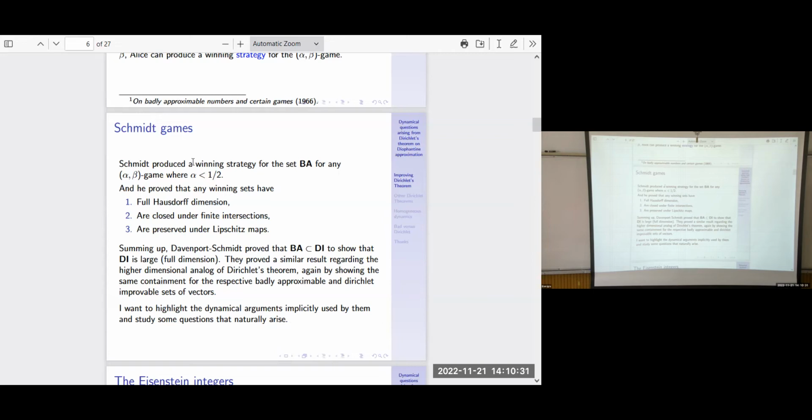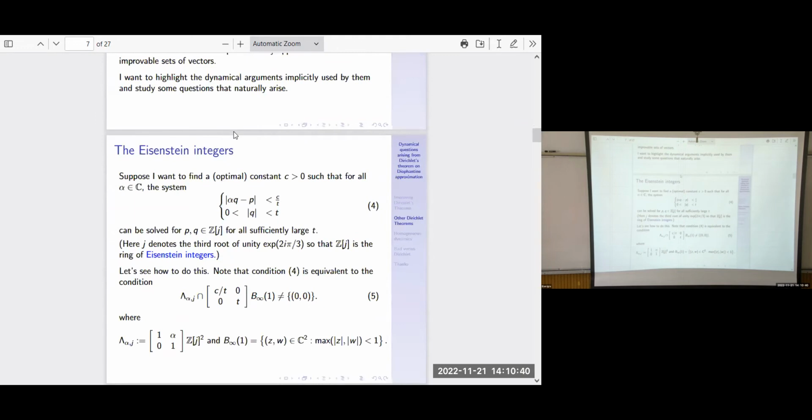Okay, so I want to highlight some of the dynamics that's going on here. To do that, let's prove another Dirichlet theorem. Instead of talking about real numbers, let's talk about complex numbers. So here, the setup is that alpha belongs to C. P and Q are now Eisenstein integers. So I need to fix this J. What is this J?